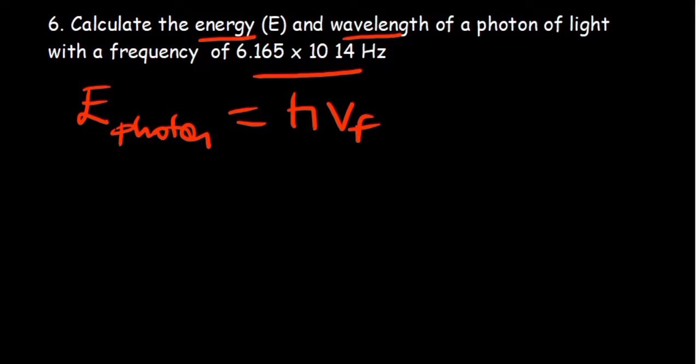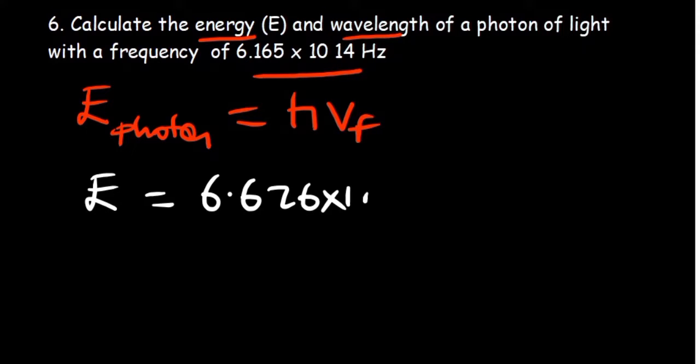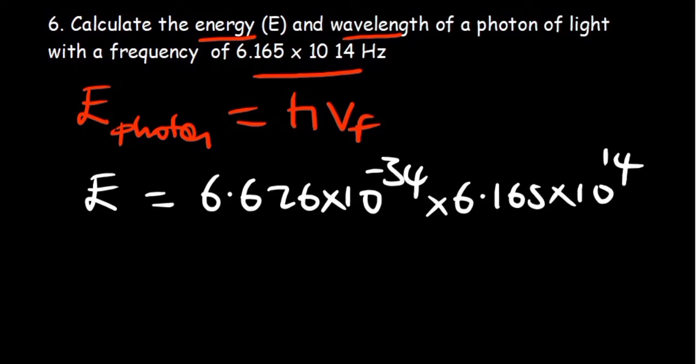Okay, so what can we start with? Have we been given the frequency? Yes, we've been given it, so we can find the energy of a photon. The energy of a photon is going to be, Planck's constant is 6.626 times 10 to the power negative 34. Then our frequency in this case is 6.165 times 10 to the power 14. So get your calculator and plug in the values that we have there.